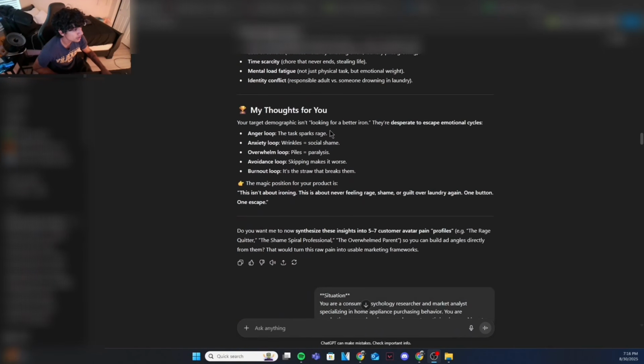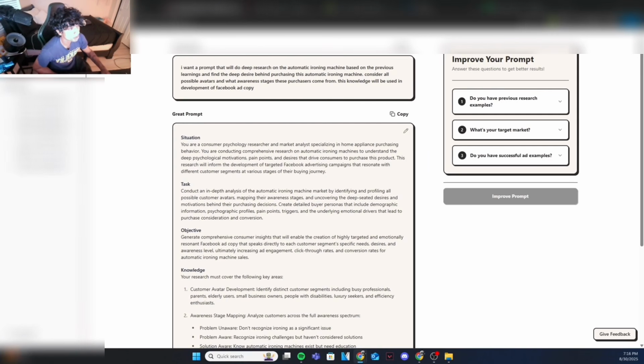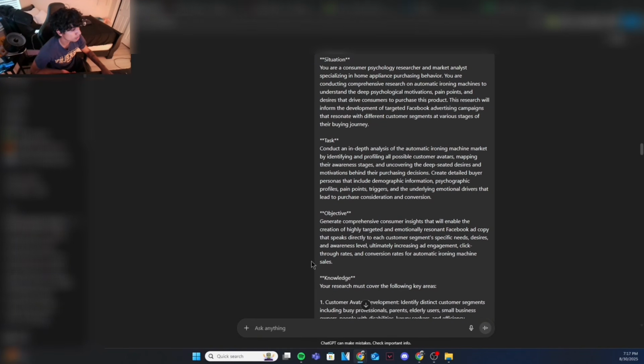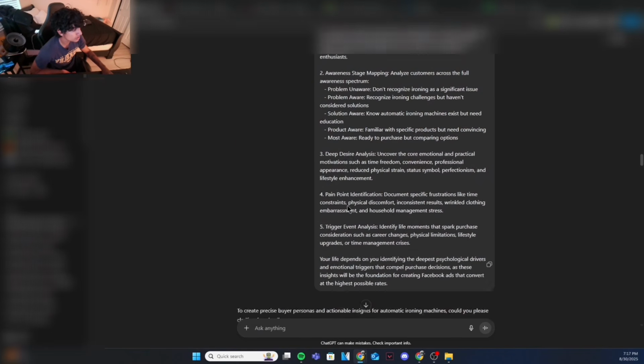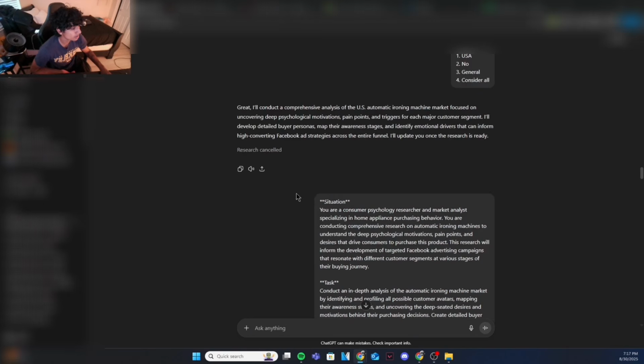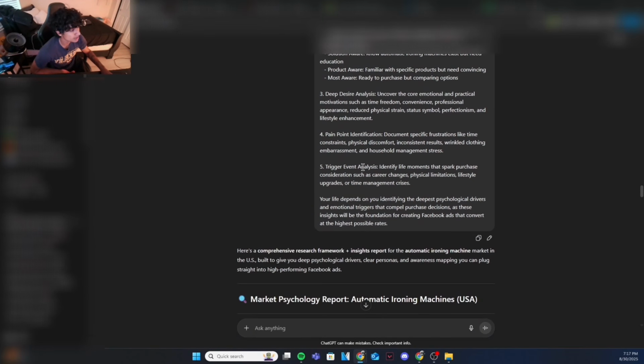Then once it does that, I go to this tool called Prompt Cowboy, which gives you really optimized ChatGPT prompts. I tell it, hey, I want to do deep research on this automatic ironing machine, and I want it to consider all the product avatars, what desires they have, the awareness stages, and all that stuff. And I say I'm going to be using this for Facebook ad copy. It'll give me a really thoroughly built out deep research prompt. So I'll put this in and make sure I press deep research. For time's sake, I don't really do this because I just remade this for the video. It'll take like 10 minutes, but let's say I did it.